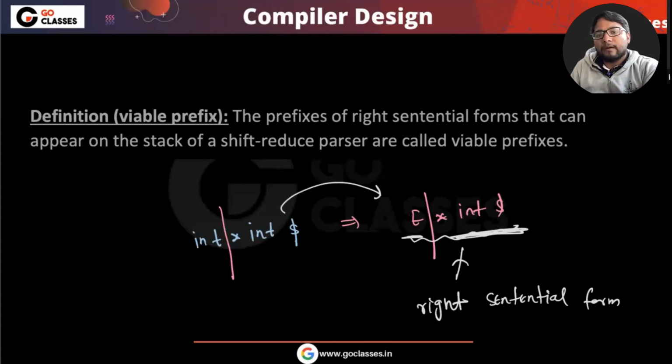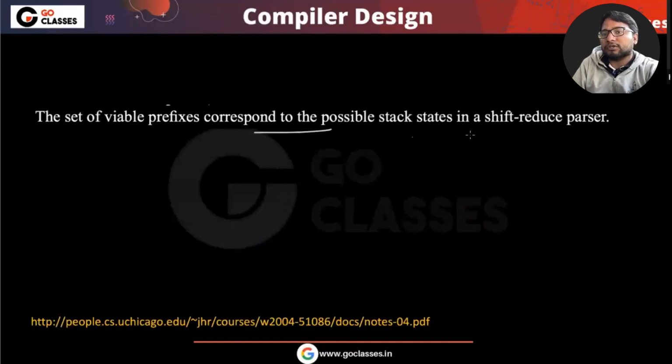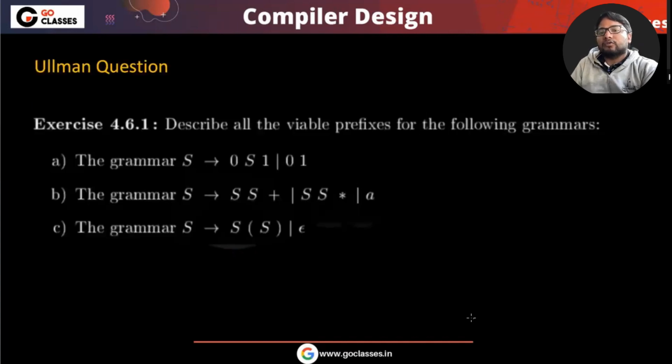So now if someone asks you what is the viable prefix, I hope you can tell. The set of viable prefixes corresponds to the possible stack contents. Now if someone says give me all viable prefixes, how can you give all the viable prefixes? What is possible? Whatever can come in any valid string.